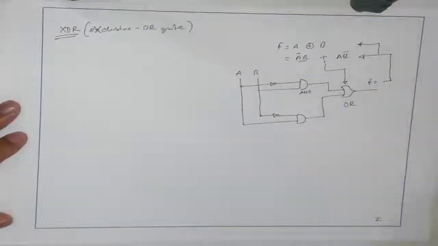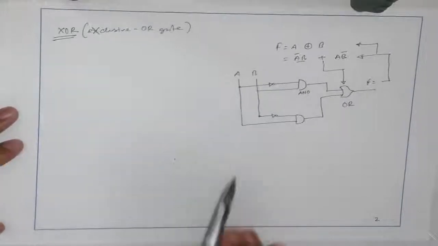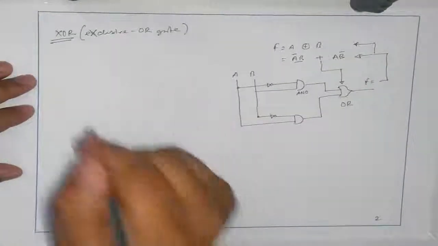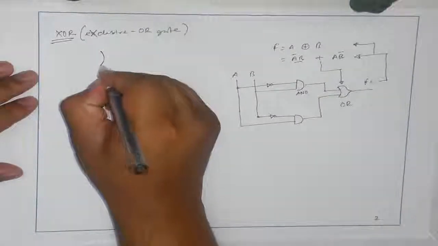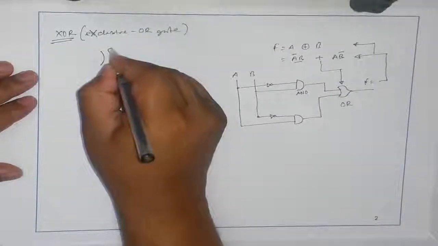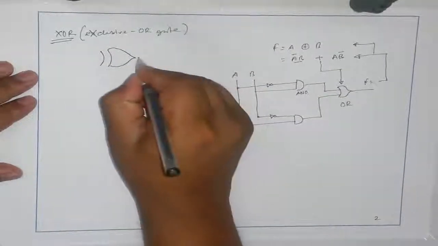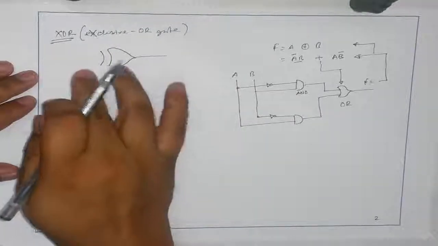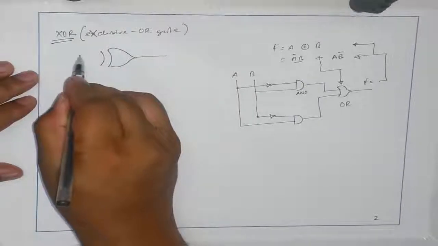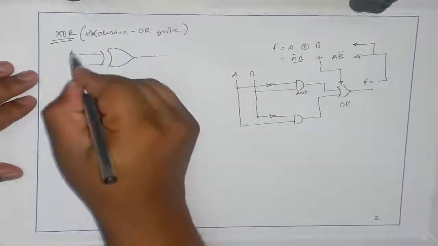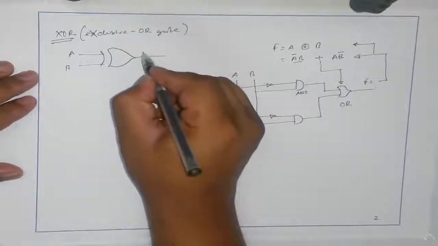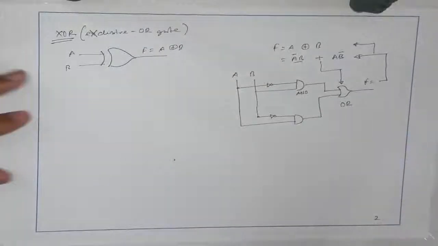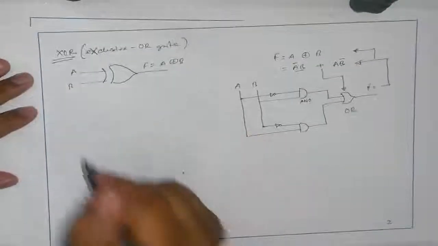So let me write the truth table and the circuit design for that. So the XOR gate is explained like this, or marked like this. It's an OR gate with some gap and then this symbol, and then you just input this A, B, and in F you're going to get A XOR B. That's the idea. And the truth table looks like this.